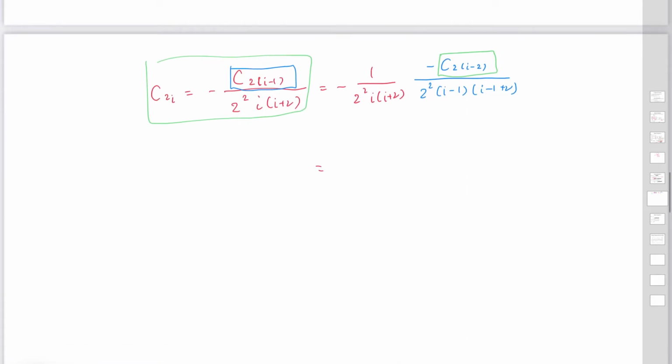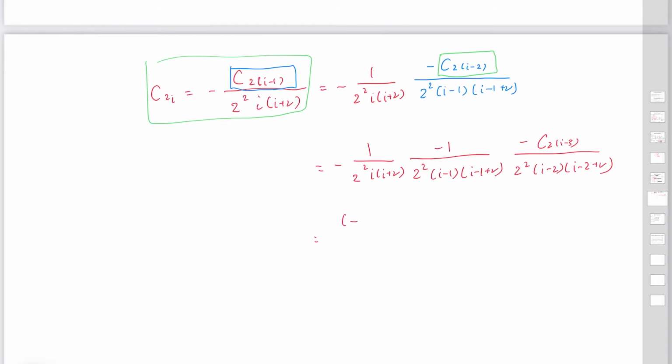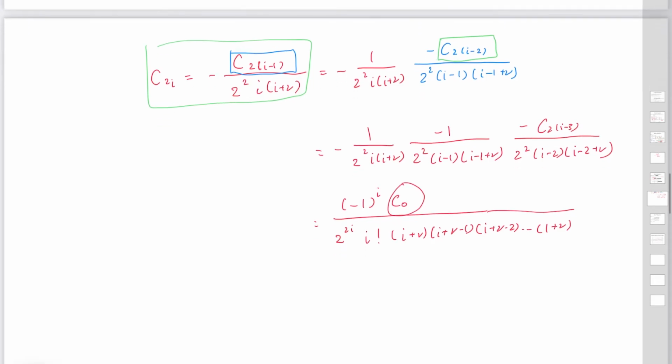Then we apply the same relations here. The equation becomes minus 1 over 2 squared i times i plus nu, minus 1 over 2 squared times i minus 1 times i minus 1 plus nu, times minus C sub 2i minus 3 over 2 squared times i minus 2 times i minus 2 plus nu. So you can keep calculating this way. It becomes minus 1 to the i, C sub 0 over 2 to the i, i factorial, times i plus nu, times i plus nu minus 1, times i plus nu minus 2, and so on, down to 1 plus nu. Then you can substitute C sub 0 into that equation.